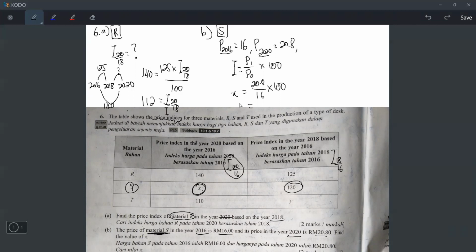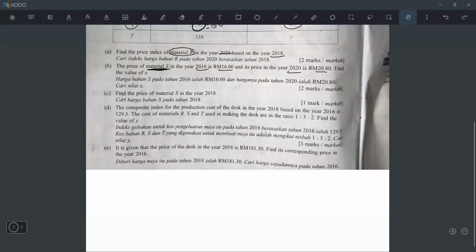130. Yep. So X equals 130. I should update my diagram because I feel like you need this info for your next question, right? So done, that's all done already. Okay, so let's go to question C.